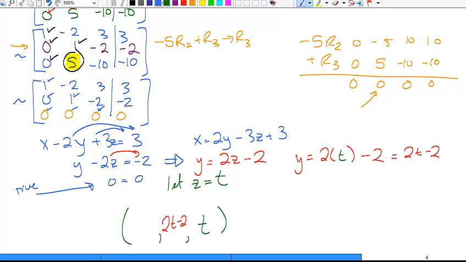And then I'm going to plug in both y and z into my blue x equation. So 2 times y, but y is 2t minus 2, minus 3 times z, but z is now t. When I distribute, I'm getting 4t minus 4 minus 3t plus 3, which reduces to x equals 4t minus 3t is 1t. Negative 4 plus 3 is negative 1. So I get t minus 1.